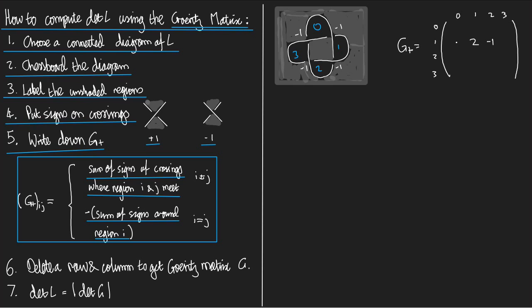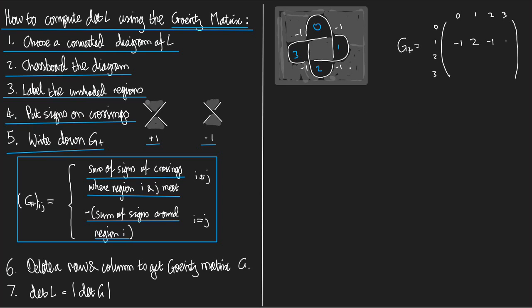Let's keep going. What's in entry 1, 0? That's the sum of the signs of the crossings where regions 1 and 0 meet. Regions 1 and 0 meet at only one crossing, and its sign is minus 1, so I get minus 1 there. And finally, what goes in entry 1, 3?